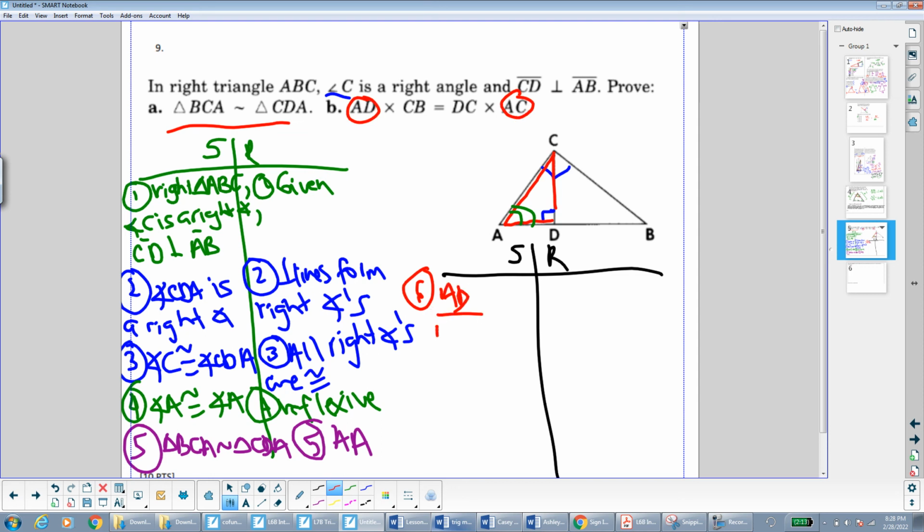AD over AC is equal to, and then I can divide the means together. DC and CB are the means. And just to double check it, if I cross multiply, AD times CB, that's what we need on the left. DC times AC, that's what we need on the right. And the reason for proving a proportion is the same reason every single time. So if you don't know this reason, that means you didn't study your notes.